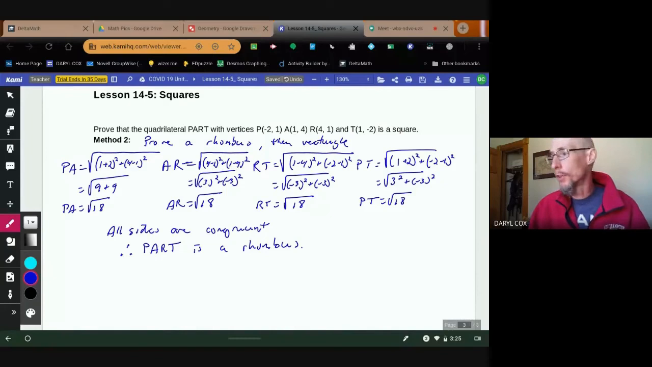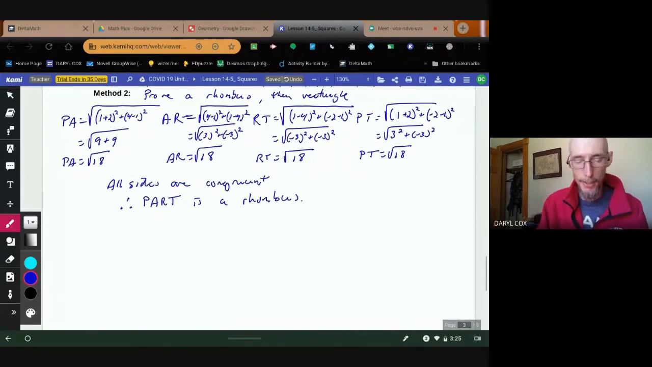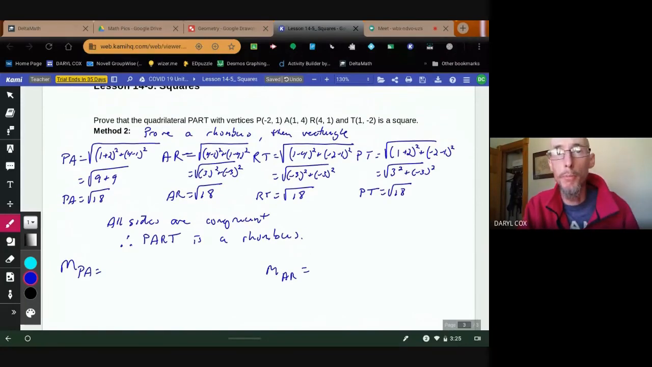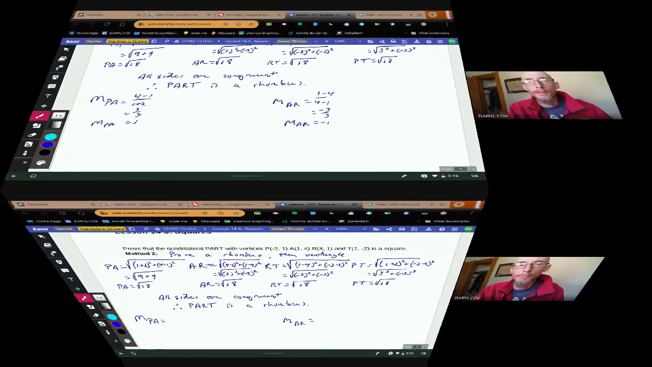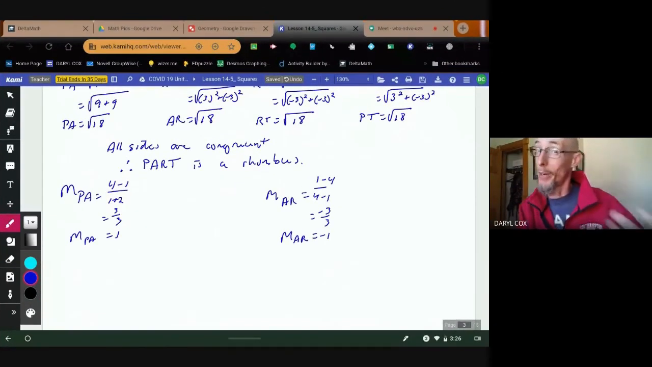For the rectangle, I'm going to go with the traditional way. I'm going to go back to the definition and show that two sides are perpendicular. So I'm going to use my slopes. I don't really use the diagonals that often. I tend to go with the sides. So I want the slope of two consecutive sides. I'm going to use my first two, PA and AR. I want the slope of PA, and I want the slope of AR. Find me those two slopes. Go for it. Should be pretty simple, being that we already did it in the last problem.